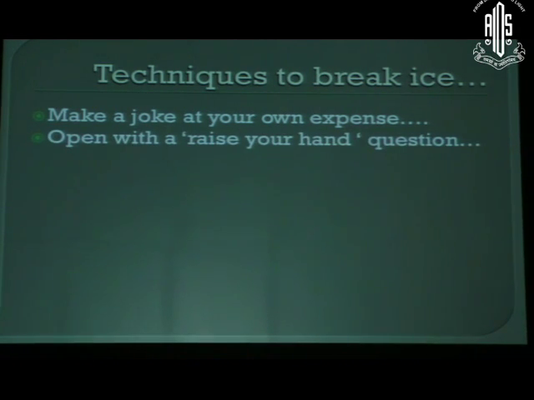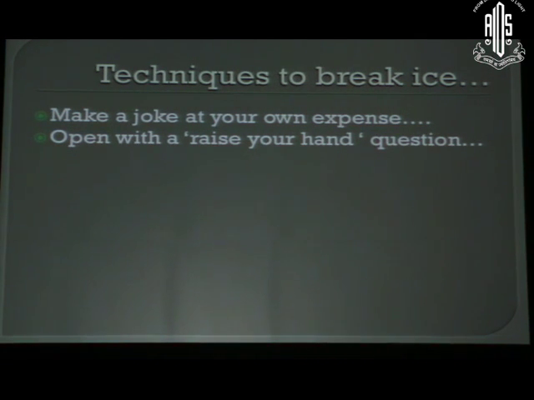Open with a raise-your-hand question. Often when I give a lecture on a particular topic, let's say laser treatment for diabetic macular edema, I generally ask the audience, how many in the audience carry out laser treatment for any retinal disease? Then you can get an idea of the level of the audience and how many people are doing it. So you can tailor your talk, and also you can establish contact with the audience. So start with some kind of a question that involves audience participation.